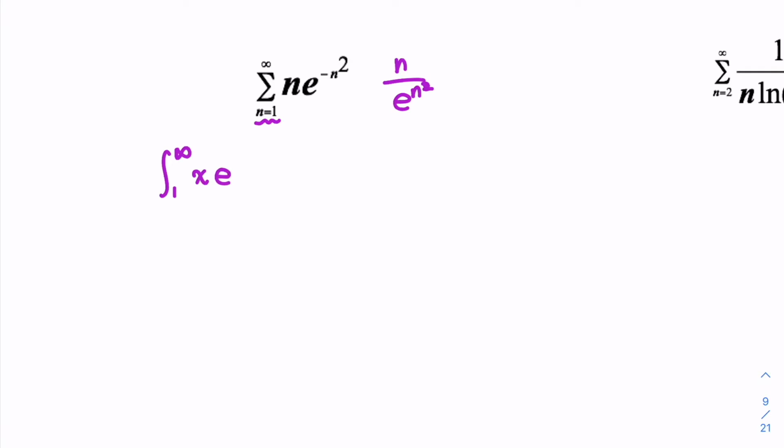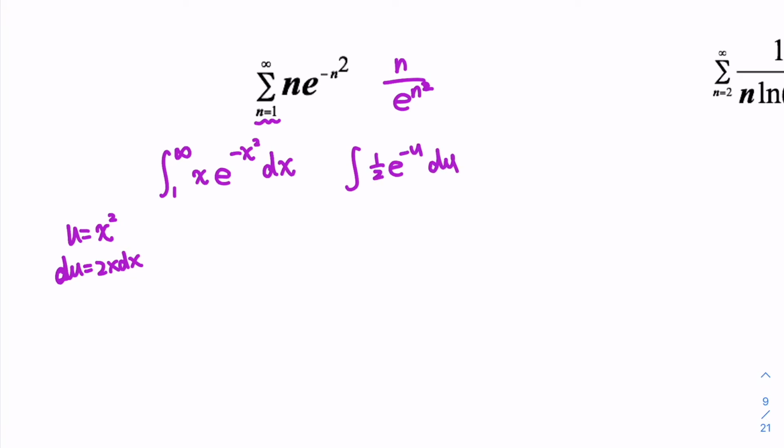We replace n using x. In order to evaluate this, we are going to use u substitution. u equals x squared, so du will be 2x dx. When we integrate this, we don't need to worry about the boundaries. So this will be 1/2 e to the negative u du. It's negative 1/2 e to the negative u. The integration will be negative 1/2 e to the negative x squared from 1 to infinity.